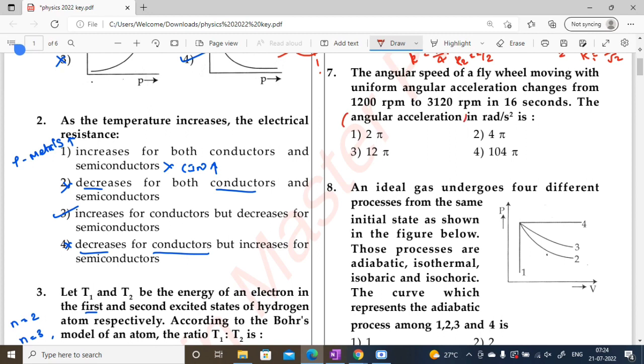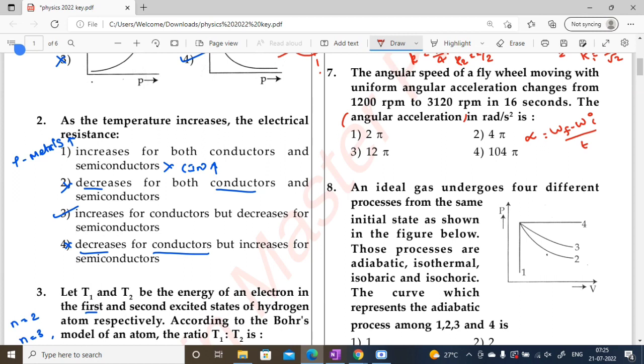So angular acceleration is given by alpha. Angular acceleration is nothing but the change in angular velocity by time. So the angular velocity final minus angular velocity initial divided by time will be giving you the angular acceleration, guys, very directly. So we know what angular velocity is from the given relations. It is changing from 1200 to 3120. So it is like the final.